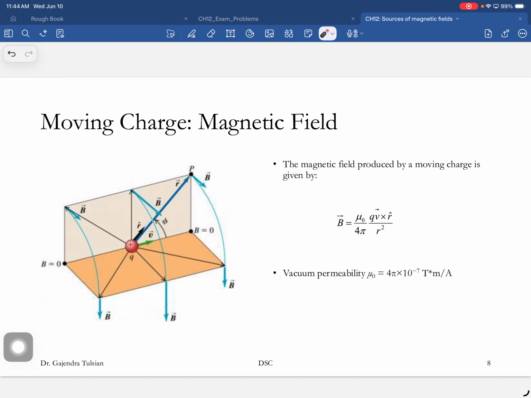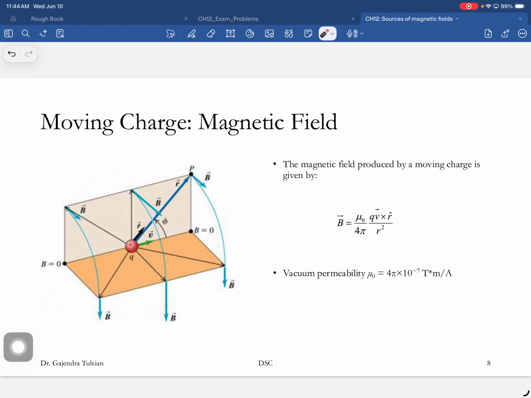You can see that if r hat and V are parallel to each other, the cross product is 0. So this moving charge doesn't produce any magnetic field along its axis. Those are the only points where it doesn't produce any magnetic field. So that's the expression.